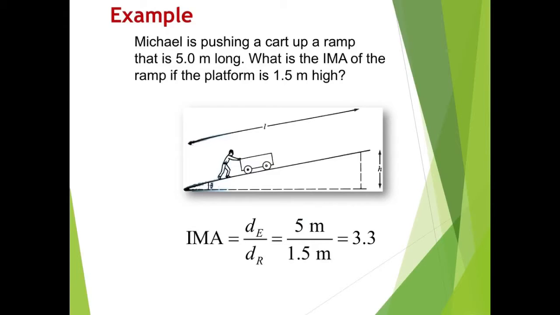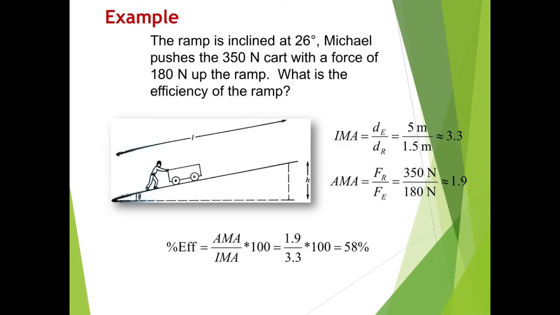In the second part of this example, we're going to find the AMA and the percent efficiency. So the ramp is inclined at 26 degrees. Michael pushes the 350 Newton cart with a force of 180 newtons up the ramp. What is the efficiency of the ramp? Well, I'm going to be using this equation here. Percent efficiency equals AMA divided by IMA times 100.